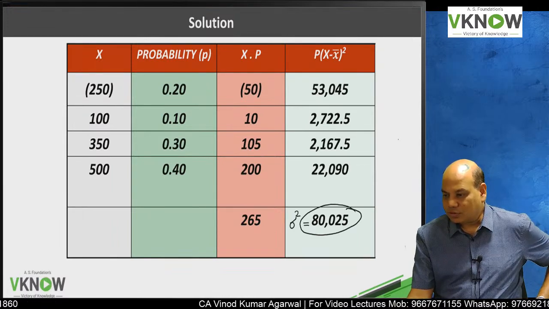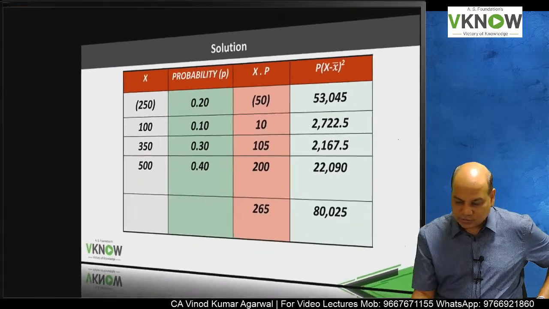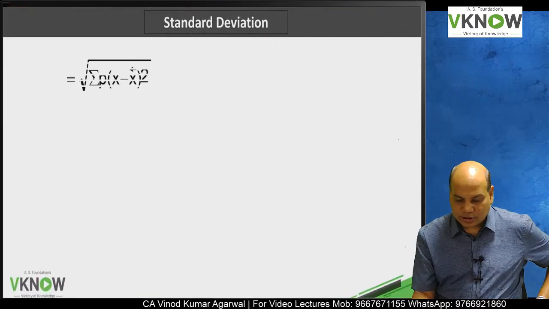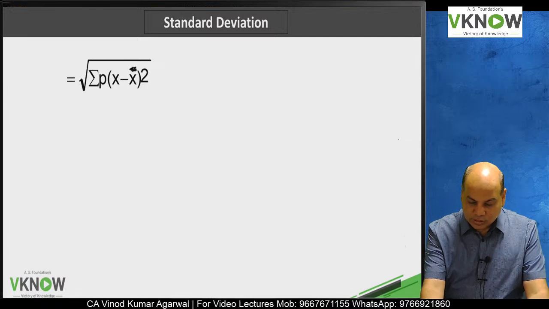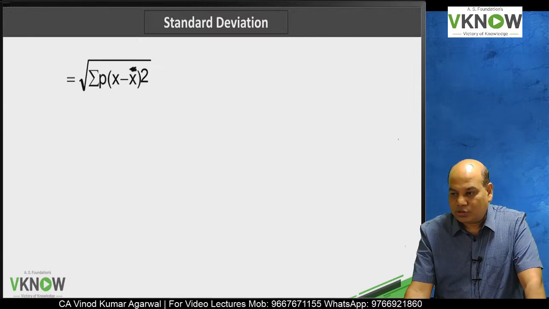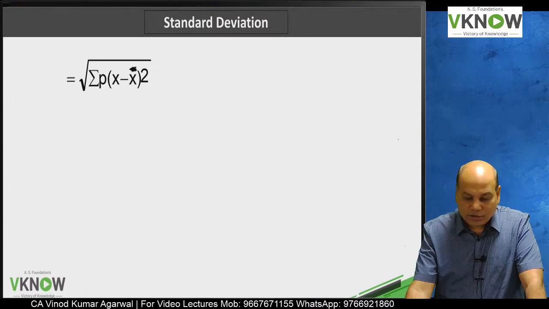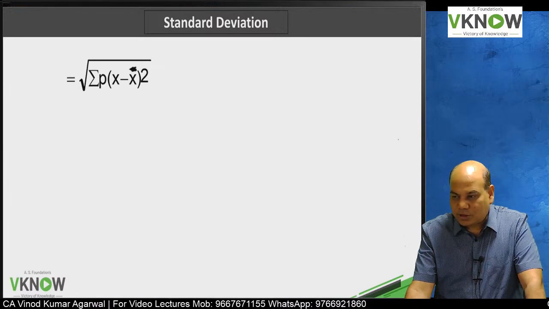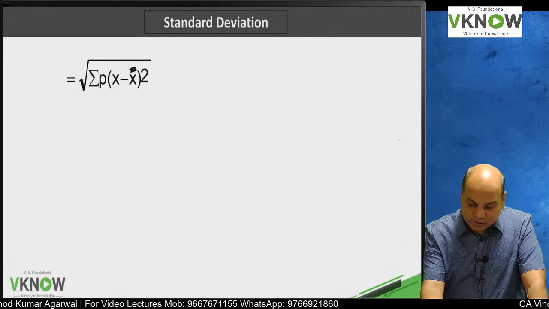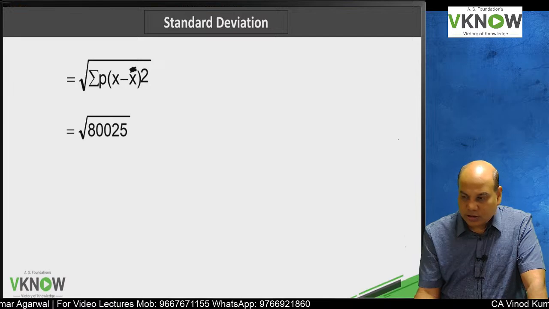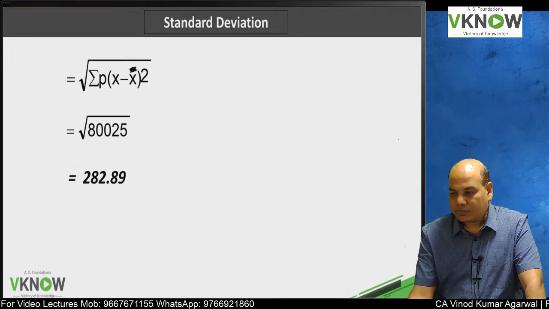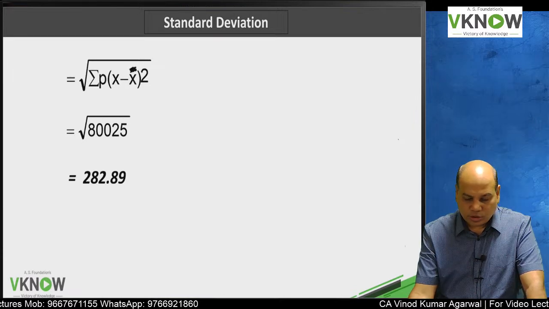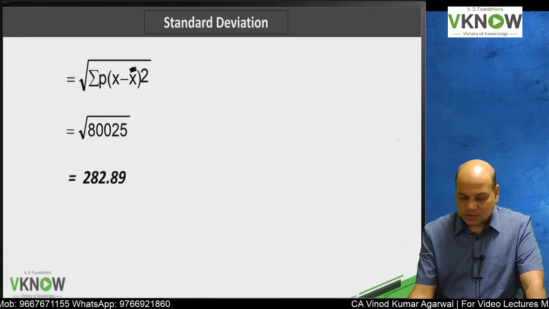This is not standard deviation, this is sigma square. You have to take the square root of that to get the standard deviation. So write down below, standard deviation equal to under root summation p into x minus x bar square. So that is under root 80,025, and that comes to 282.89. That is standard deviation.